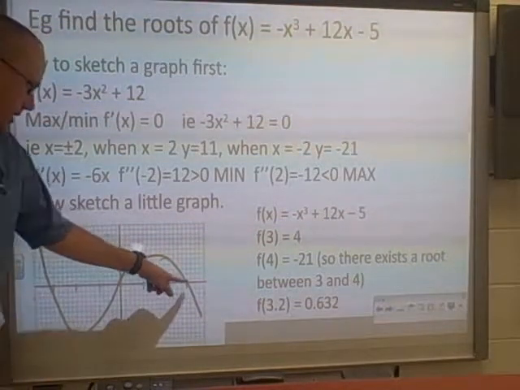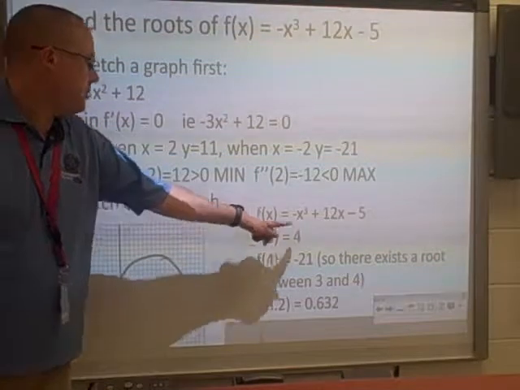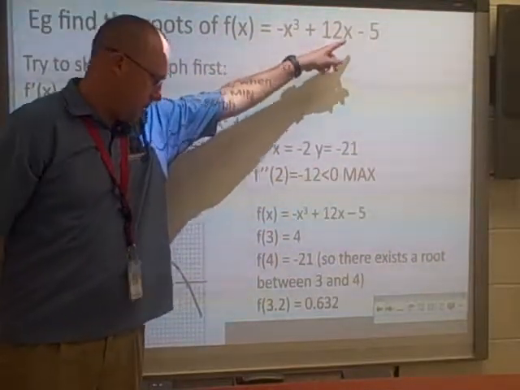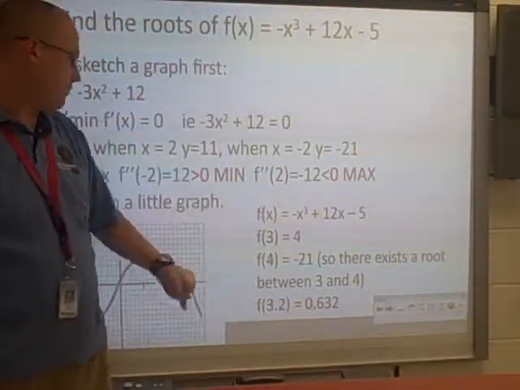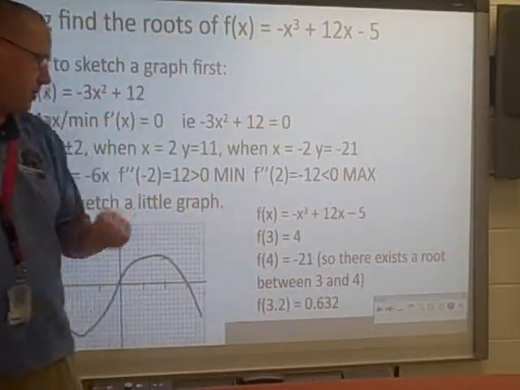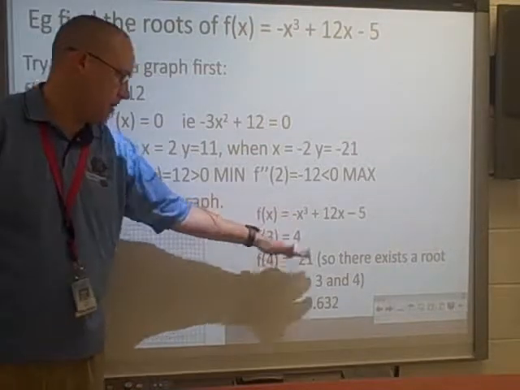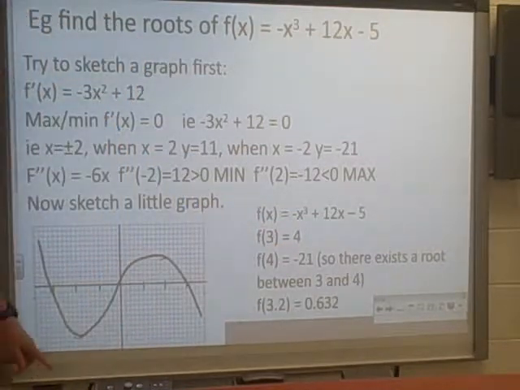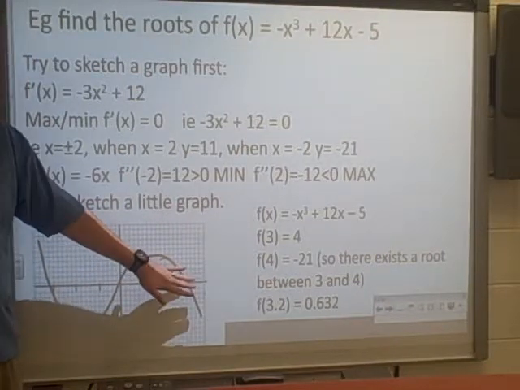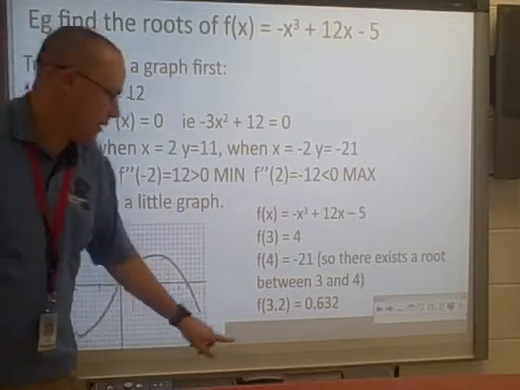Now I found out from my sketch it looks like 3 is a possible root for this one, so I substituted 3 into my formula up here to see what I got. And I got 4. Then I plugged 4 into this formula. When I got that, I got -21. So what that tells you is, as there's a sign change here from positive to negative, there must be a root between 3 and 4. I guess I didn't draw this picture 100% accurately, but if we try a little bit more, we could try something like 3.2.